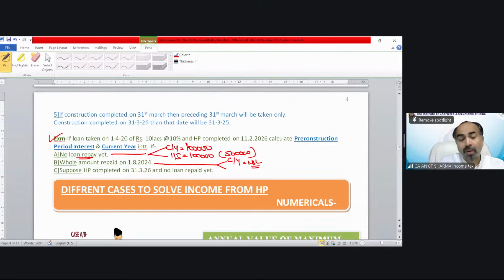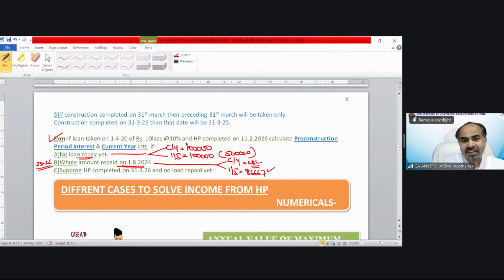And why is it so? Because the amount of loan has already been repaid on 1st of August 2024. So for my previous year 25-26, there is no loan left. So because there is no loan outstanding during the current year, the current year interest would be nil. And the pre-construction period interest, the 1/5 portion would be 86,667. Absolutely correct, Ketan. Well done.